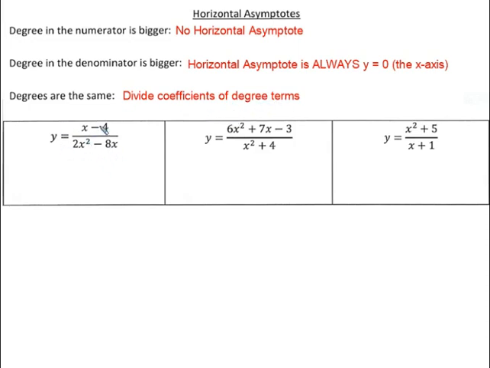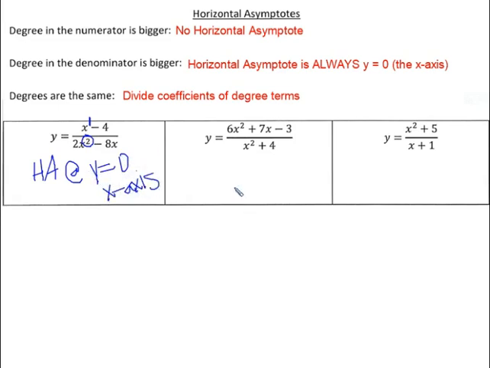So let's take a look at our first example. The degree of our numerator is 1. That's the largest power on the x. The degree in the denominator is 2. It looks like our denominator is larger than our numerator. 2 is bigger than 1. So in this particular example, we're going to have a horizontal asymptote at the x-axis. So we can say there's a horizontal asymptote at y equals 0, or you could say x-axis, whichever one you prefer.